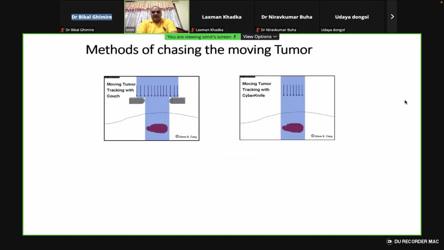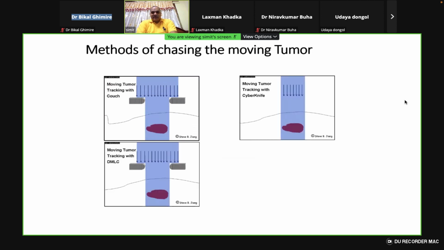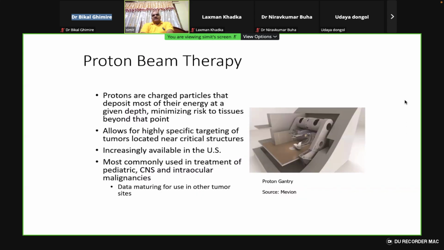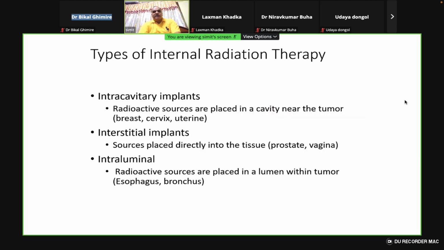So these are different methods of chasing the tumor. A commonly used chasing method is CyberKnife. Proton beam therapy delivers heavy ion proton beams, and the benefit of proton beam is that it is very, very accurate. But as we said, it is very, very expensive, and there are very few centers in the world which deliver proton beam.